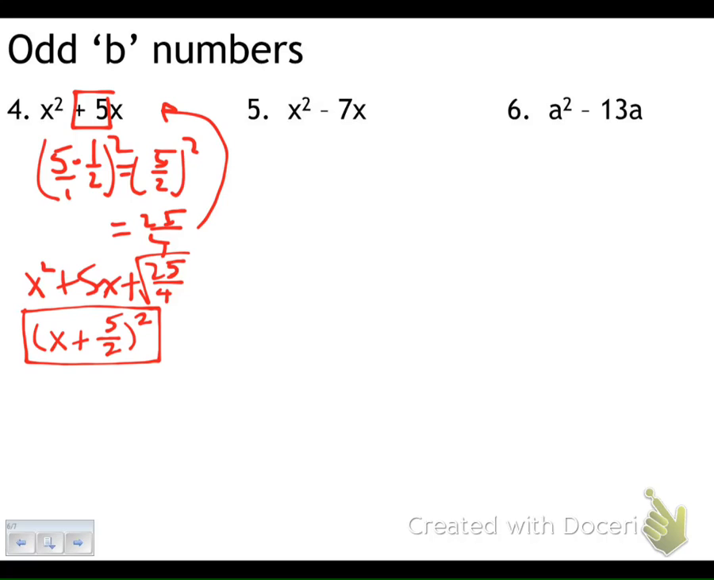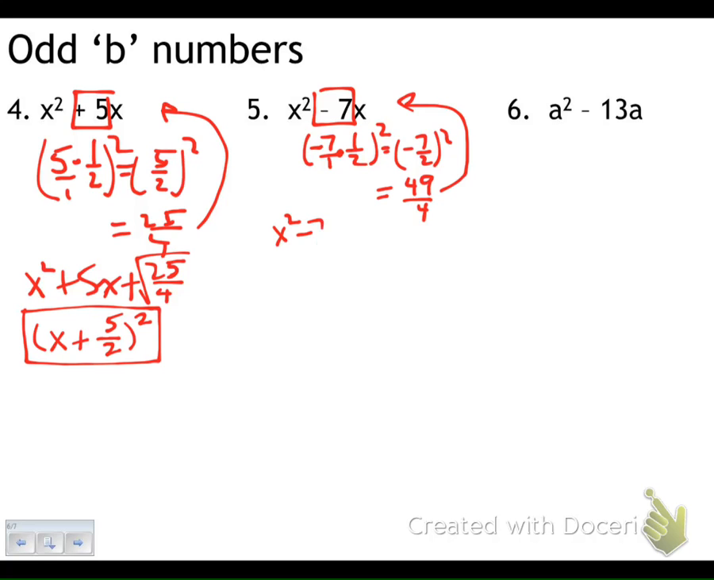Let's go to the second problem, negative 7. Same process. Negative 7 times 1/2. We're going to square it. Put a 1 underneath if you need to. That's negative 7 over 2 squared, which comes out to positive 49 over 4. If you're wondering why it's positive, it's because it's a negative times itself. Negative times negative is positive. This is our c term. That's what goes right there. So rewriting, we get x squared minus 7x plus 49 over 4.